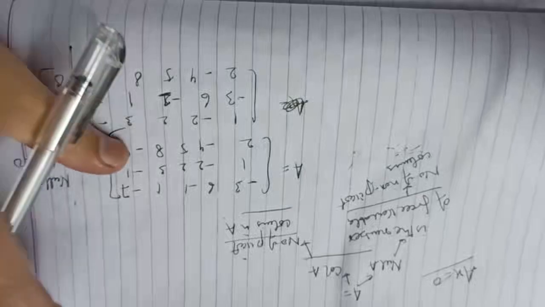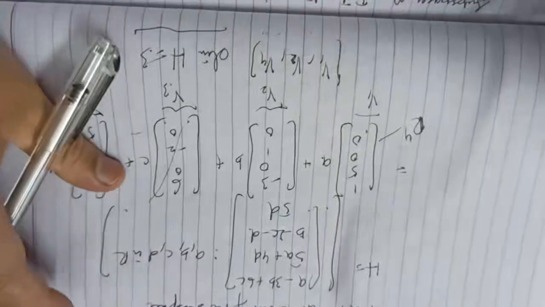Now this is the end of this topic. Hopefully in the next lecture we'll talk about the change of basis in a vector space.